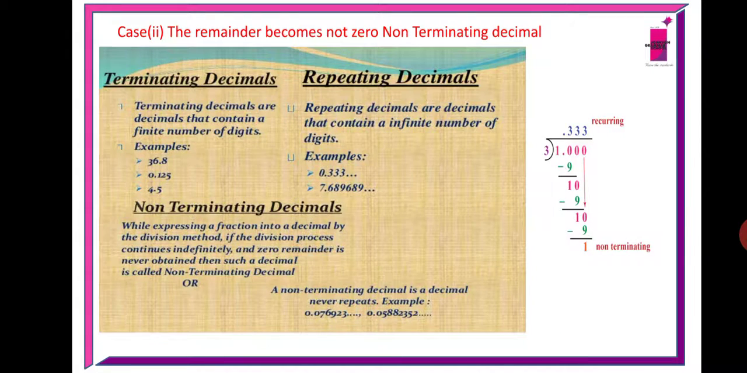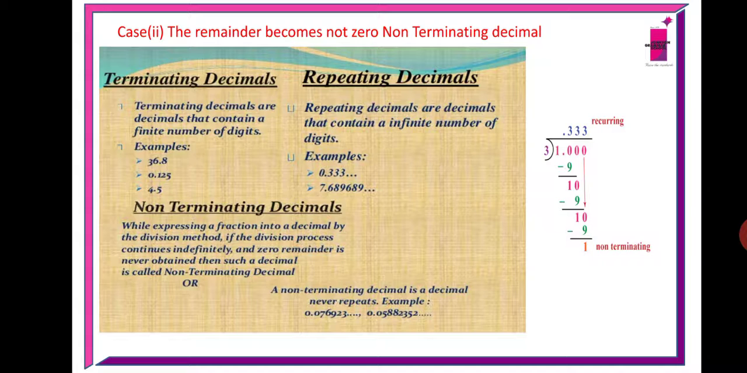Case 2: the remainder does not become zero, and these are called non-terminating decimals. Non-terminating decimals are decimals that contain an infinite number of digits. While expressing a fraction as a decimal by the division method, if the division process continues indefinitely and a zero remainder is never obtained, then such a decimal is called a non-terminating decimal.